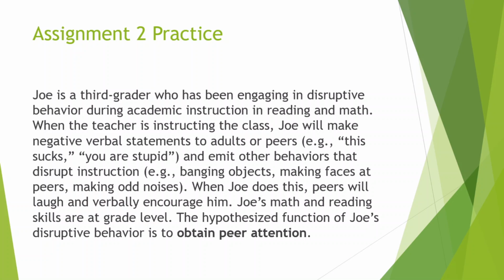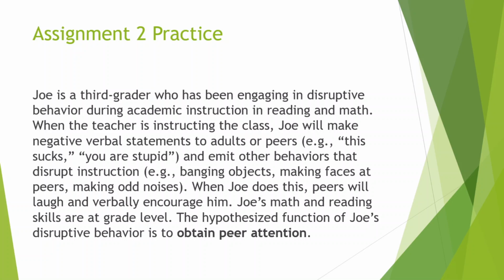So now let's get into the practice vignettes. So the first vignette that's going to be on your handout is about Joe. So Joe is a third grader who has been engaging in disruptive behavior during academic instruction in reading and math. When the teacher is instructing the class, Joe will make negative verbal statements to adults or peers. For example, "this sucks," "you're stupid," and emit other behaviors that disrupt instruction. For example, banging objects, making faces at peers, making odd noises.